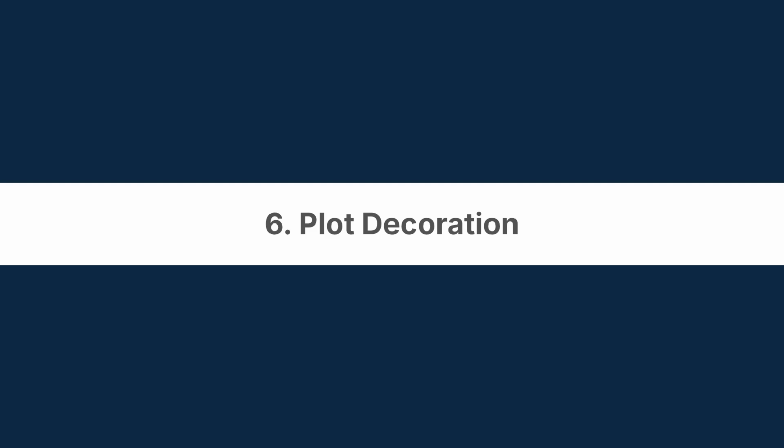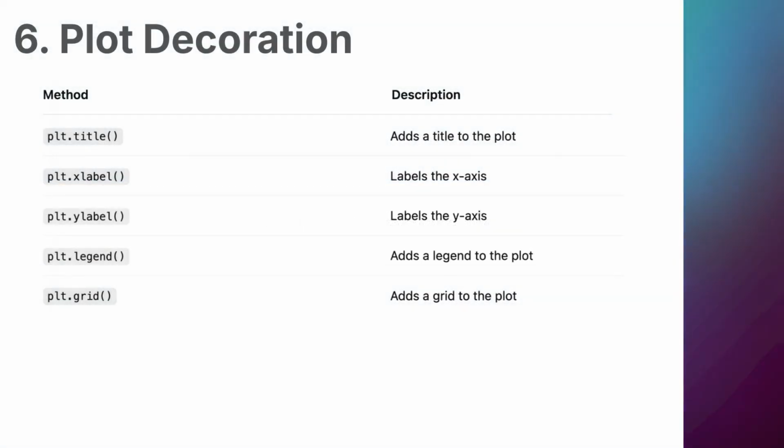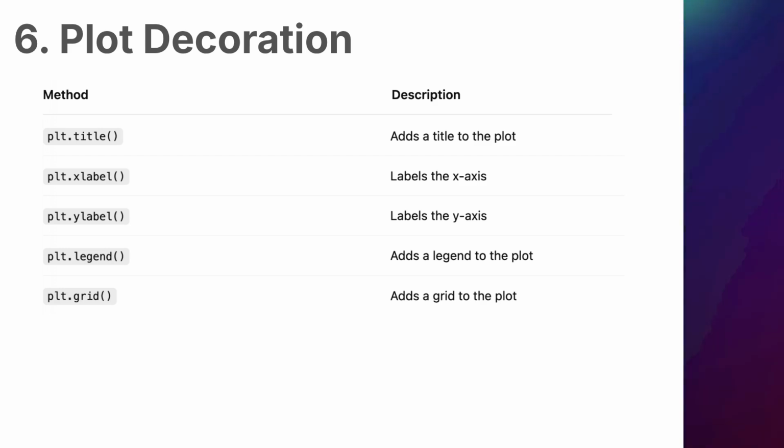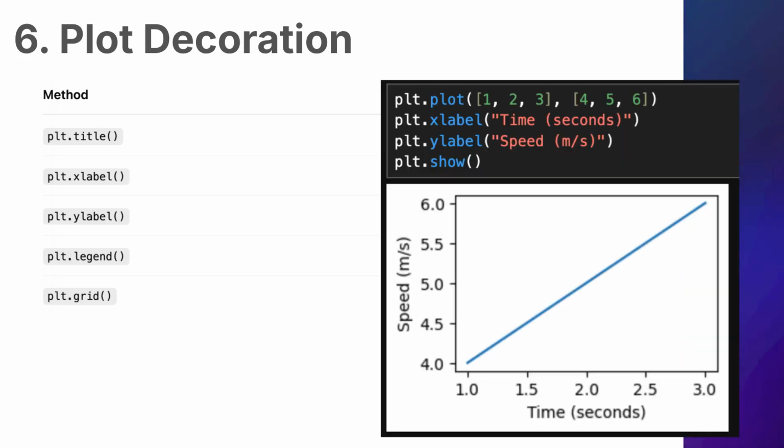Six, plot decoration. You can customize the plot with these methods. First, title. As we have seen, the title method is used to add a title above your plot, so everyone can know what the graph is about. Next, x and y labels. They label the x-axis and y-axis to explain what they represent respectively.